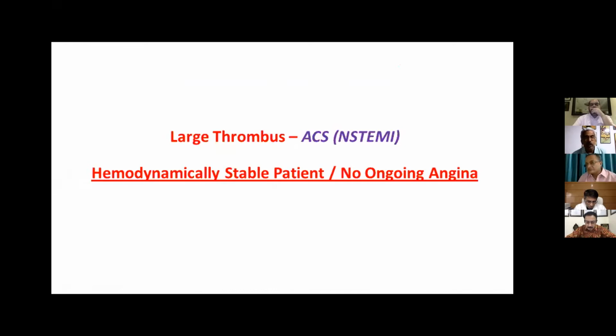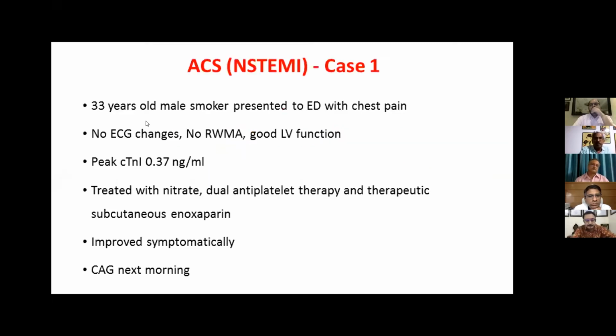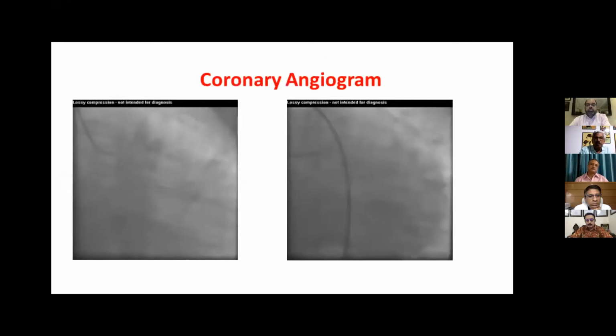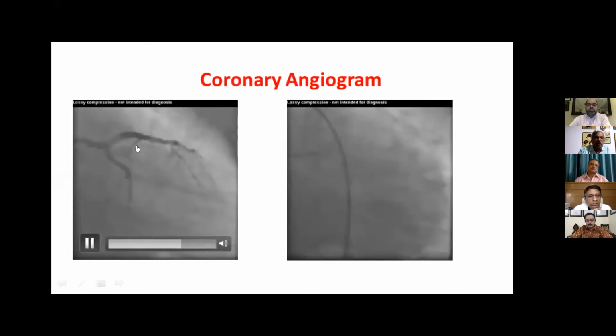So I would divide this quickly into non-ST MI and STEMI, two groups. And in each of these, we have a hemodynamically stable patient and an unstable one. So here's the first case: a typical young man who came in with non-ST elevation MI, a troponin of 0.37, no big ECG change, was treated with dual antiplatelet and enoxaparin, angiogram next morning. And you can see huge thrombus here.